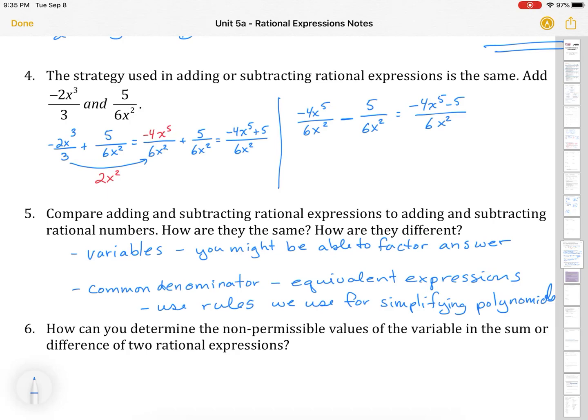How can you determine the non-permissible values of the variable in the sum or difference? Oh, I forgot that when we did that. I've got my answer there, and I didn't find my non-permissible values. Well, I can take a look. We take a look at our denominators. So our NPV for this one is 0. Same thing there. You check out all denominators to find your non-permissible values.